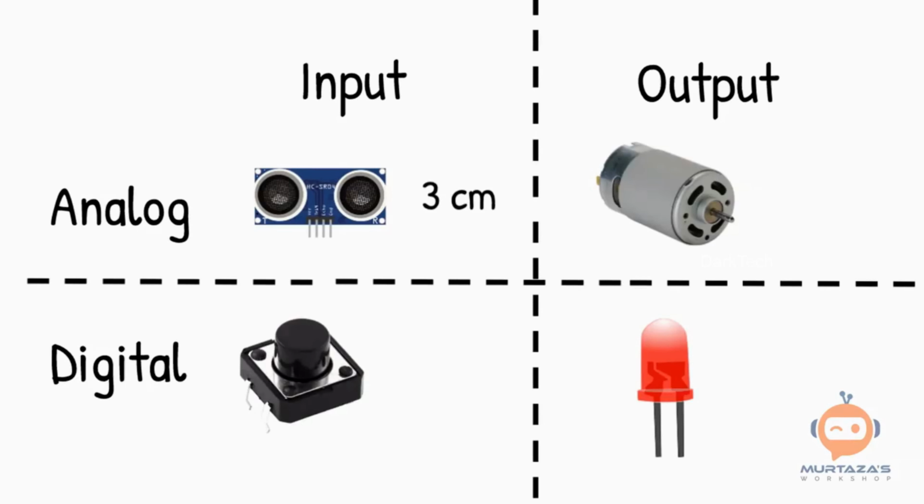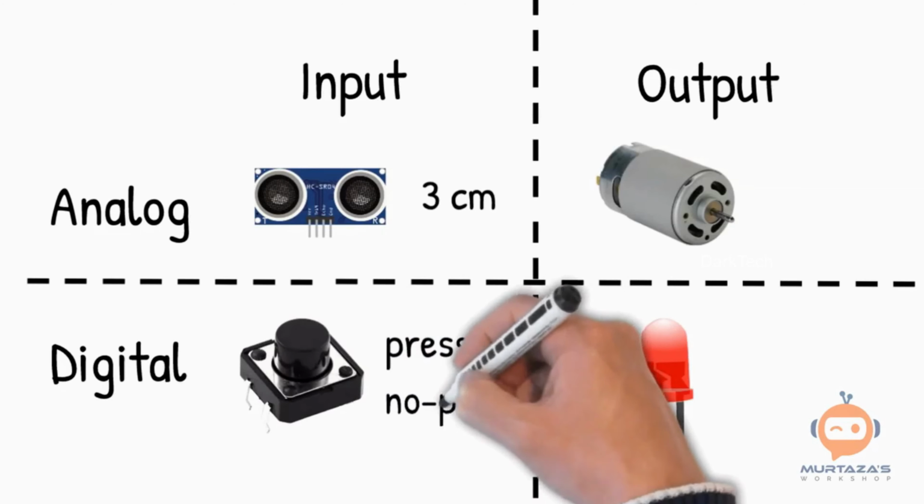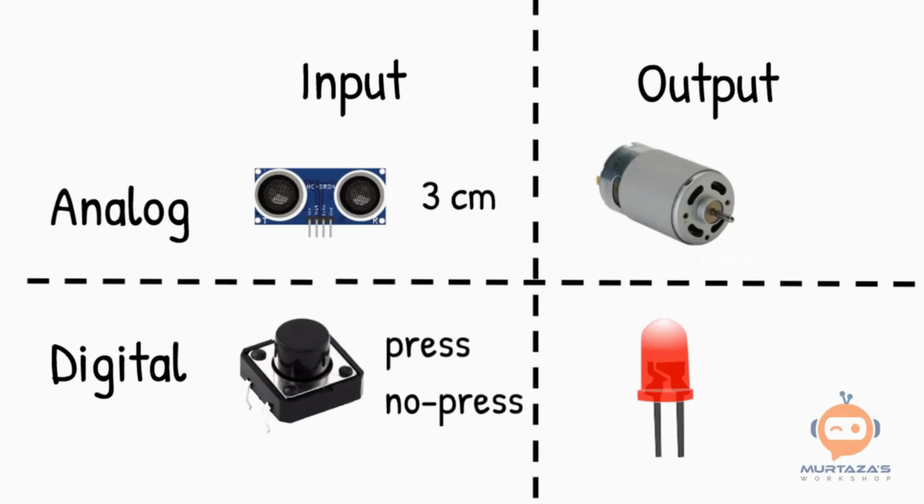The push button is a digital input because it has only 2 states. It can either be pressed or not pressed. The motor is an analog output since it can be controlled with varying speed. The LED light is a digital output because it can be controlled to be either on or off. Note that the motor and LED can be used both as digital outputs as well, since they both can be simply turned on or off.